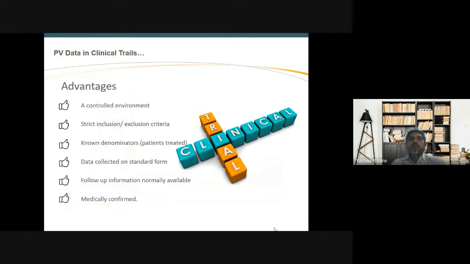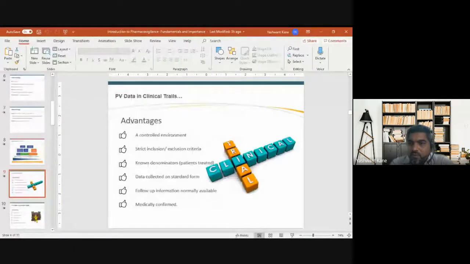Moving on to the next. Let me take a poll now. Do you think that once we perform all the clinical trials, we have the whole data with us for the drug? Can you respond in the chat?